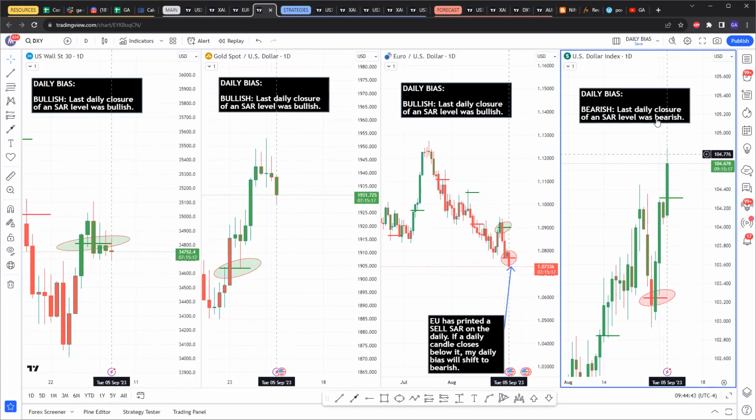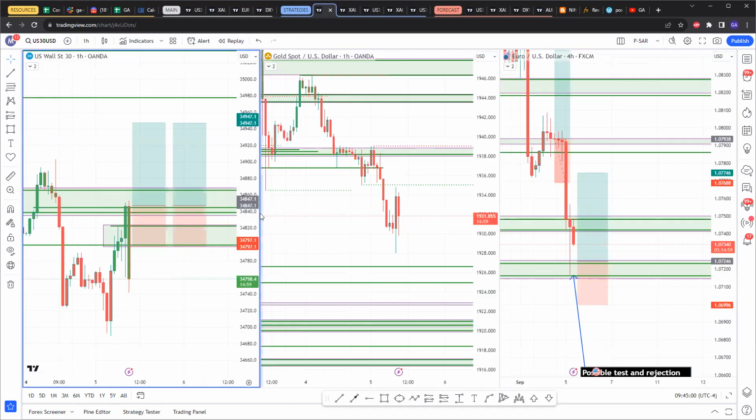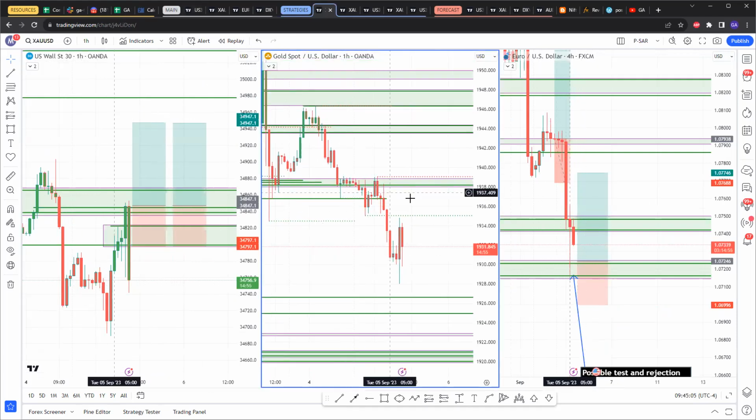For the dollar, daily bias is bearish because the last closure was bearish. But if the dollar closes above this buy SAR, my bias on the US dollar will shift to become bullish. Now, given that, for gold, I don't have any entries for gold.